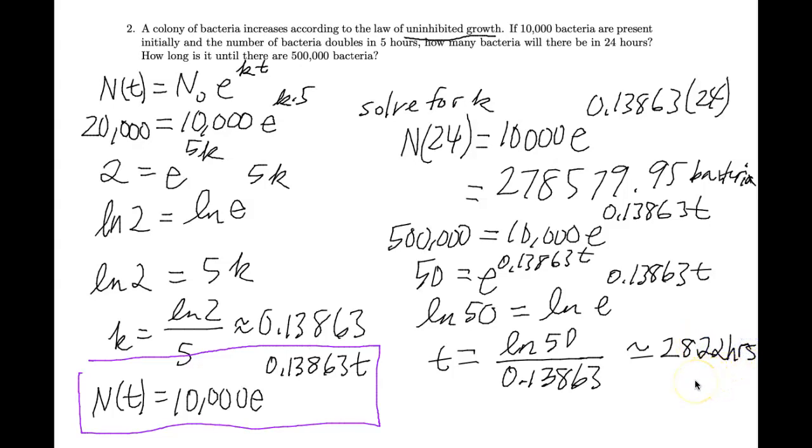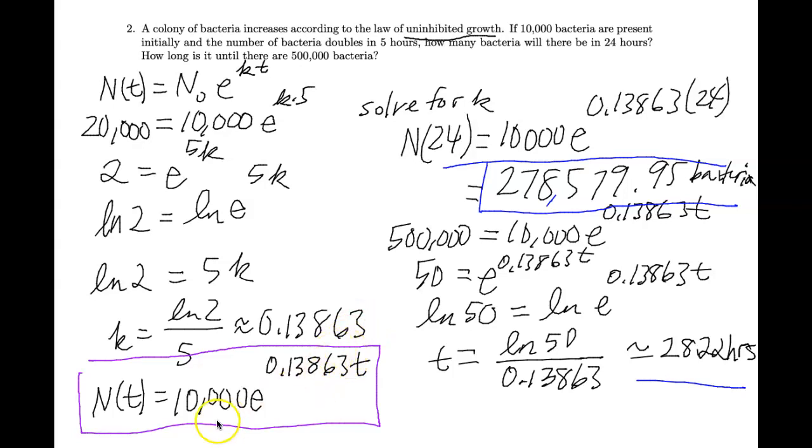Alright, so that's all the information. Let me just go ahead and box my final answers here. So we needed to find how long it took to get 500,000 bacteria, which was 28.22 hours. We also needed to find how many bacteria we had in 24 hours. So that's the 278,579. And I also would like you to box the function.